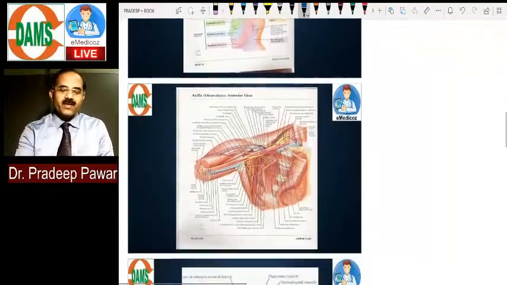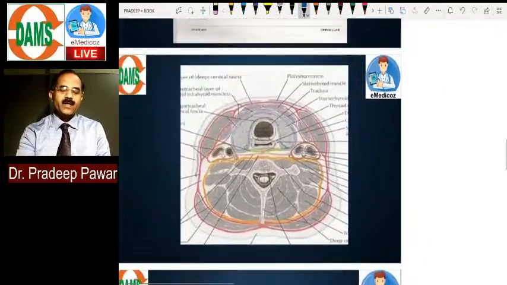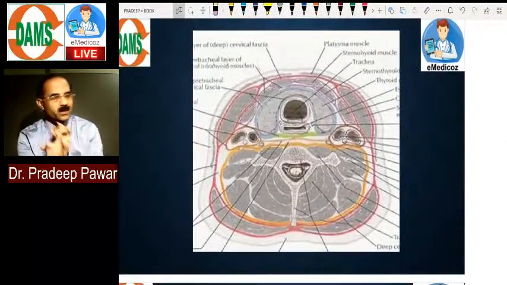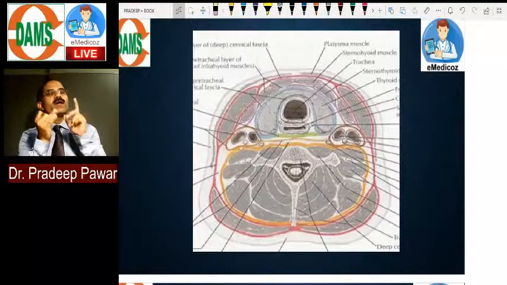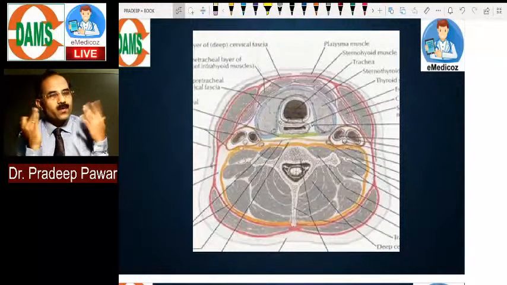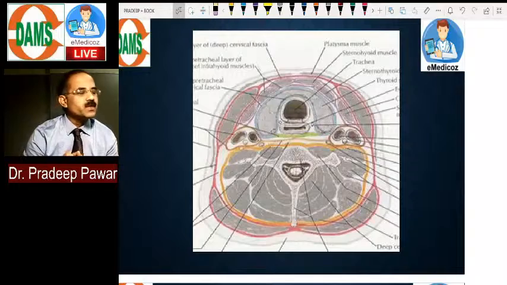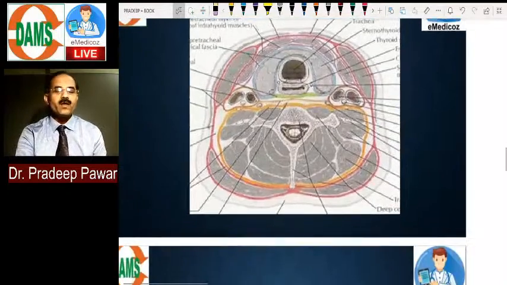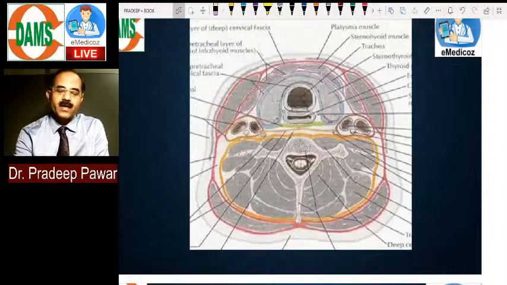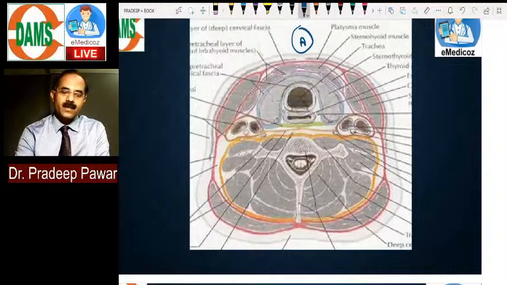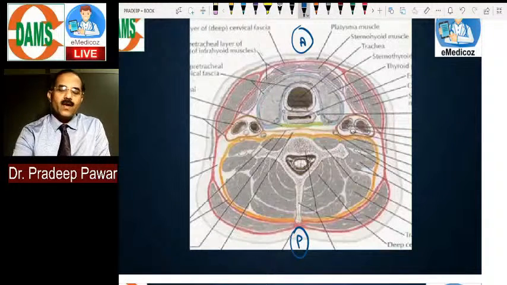Now tell me, what are we left with? I've told you the boundaries of the posterior triangle, the floor, and the contents. So now what is left is the roof of the posterior triangle. Look at this. This is a section taken through the neck. So this is anterior and that's posterior. Now identify this muscle.